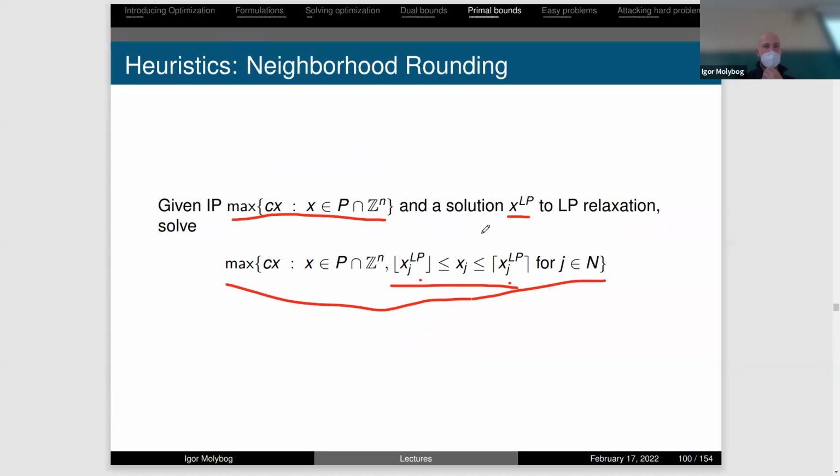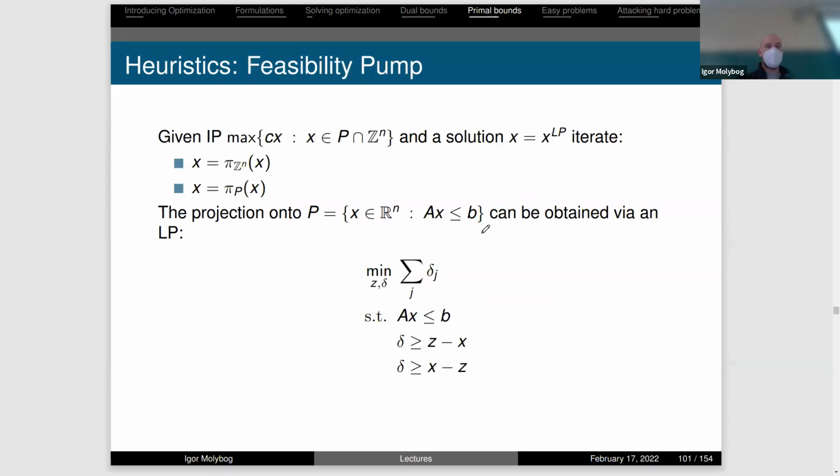Okay. Any question about neighborhood rounding, when we are finding rounding in a neighborhood? Okay.